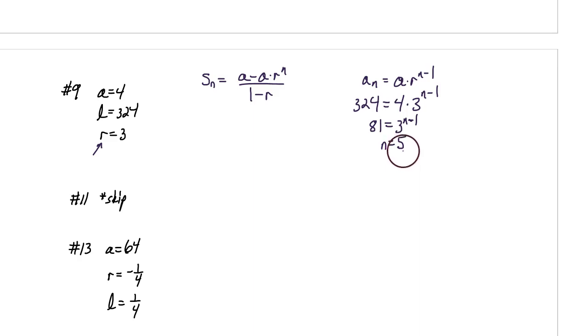Now that we know the answer for n, we can go back and use our sum formula. The sum of 5 terms is equal to 4 minus 4 times 3 raised to the 5th power divided by 1 minus 3. And evaluate that on a calculator. The answer is 484.